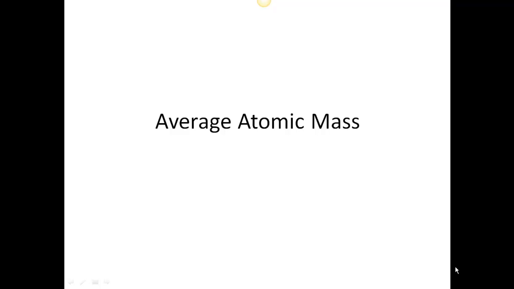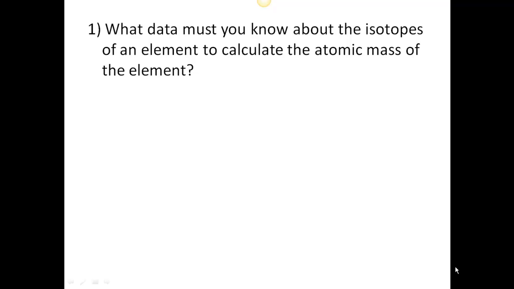Okay, folks, today we're going to talk about average atomic mass. What data must you know about isotopes of an element to calculate the atomic mass of an element? Well, one, you need to know the mass of the individual isotope. And the second thing you have to know is how much is there. So percent abundance.